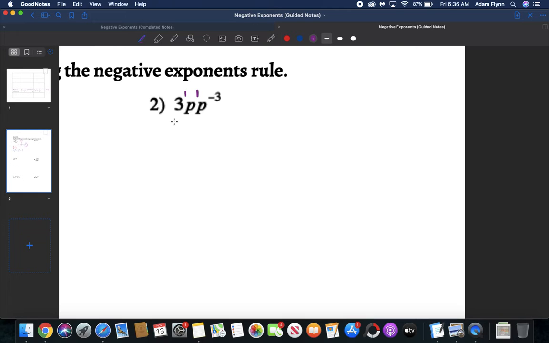Okay, from there I am going to turn this into a fraction because I have negative exponents. I know I'm going to have to cross the line, switch the sign. And this p to the negative third power is going to come downstairs and become p to the positive third power. So if I rewrite this, I've got 3p, or 3 to the first, p to the first, all over p to the positive third power. Don't forget to flip that sign.